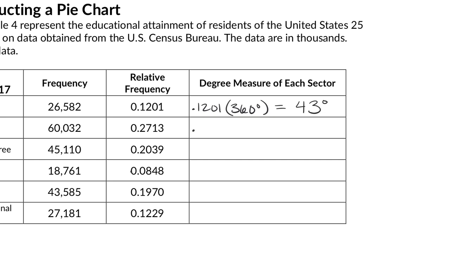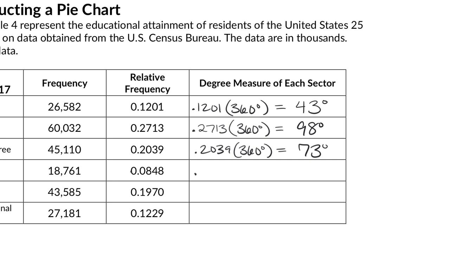We're multiplying, again, the relative frequencies by the whole circle, which is 360 degrees. If you do the second one, how many degrees should you have for the sector representing high school diplomas? 98. We'll round up. You continue to do this math all the way down. You fill out this chart. We would do 0.2039 times 360 degrees, which is 73 degrees. Can you round to the whole number?